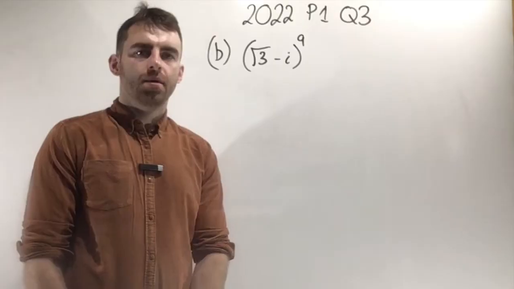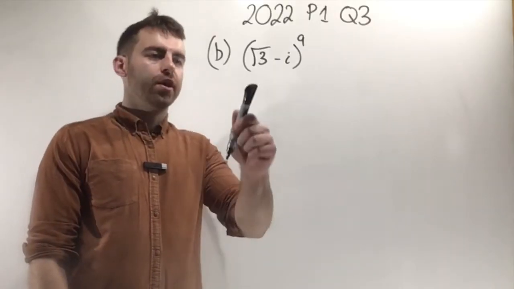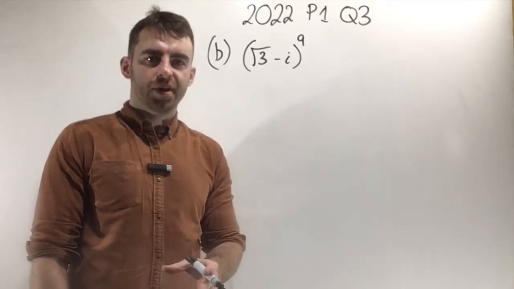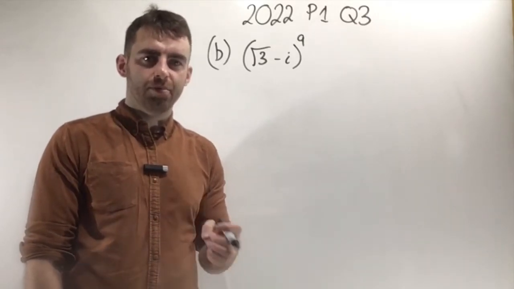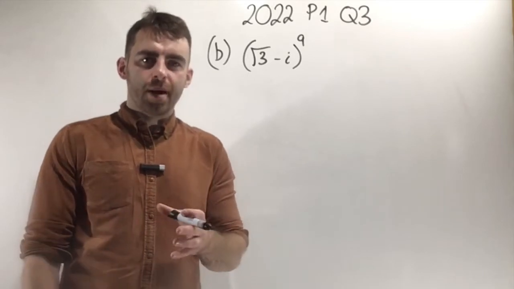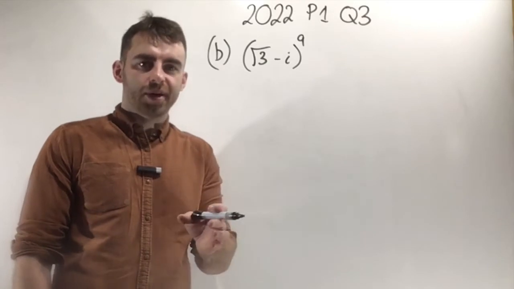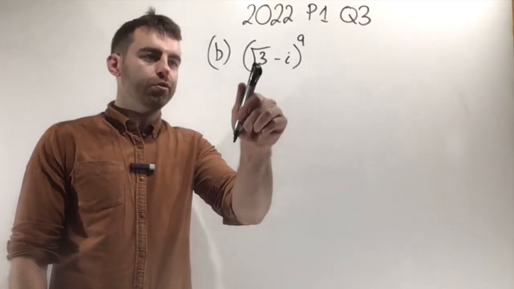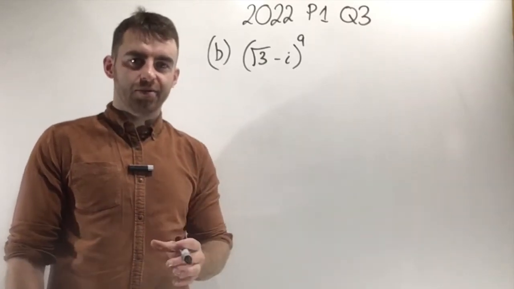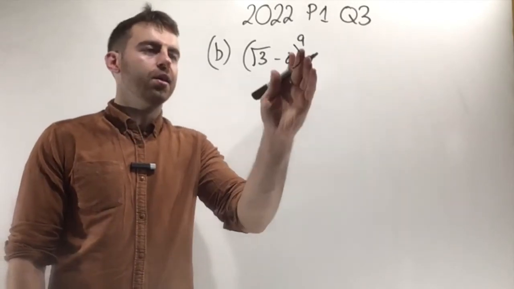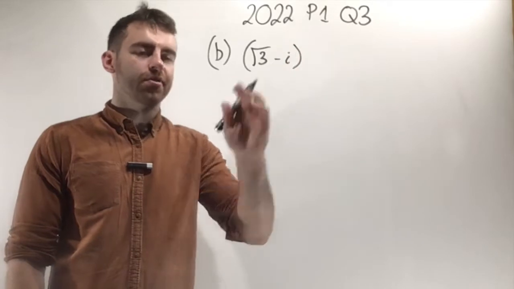In part B of this question, we're given root 3 minus i to the power of 9. And we're asked to use de Moivre's theorem to write this in the form a plus ib. You should remember that de Moivre's theorem is a rule that we apply to complex numbers in polar form. Root 3 minus i is in rectangular form. So the first thing we have to do is rewrite root 3 minus i in polar form. So let's ignore the power for the moment.